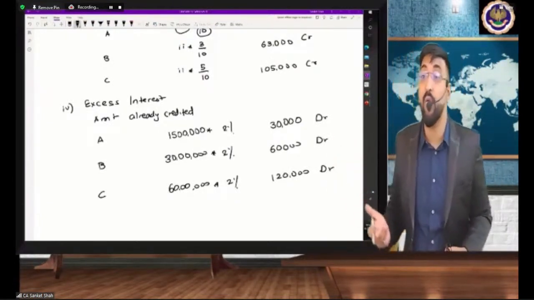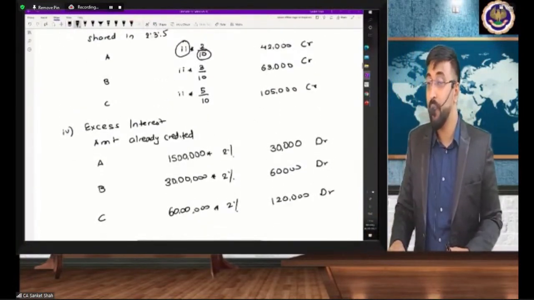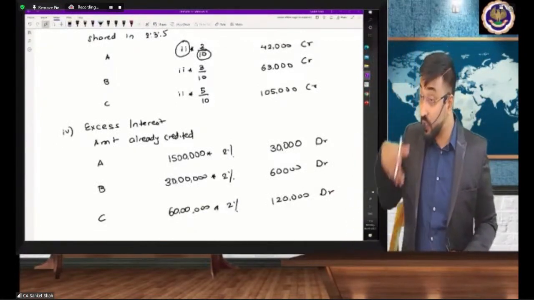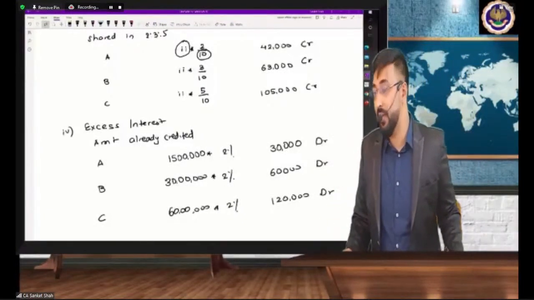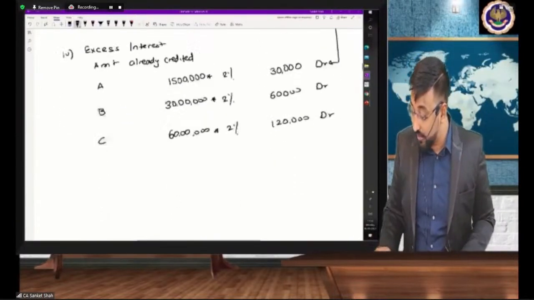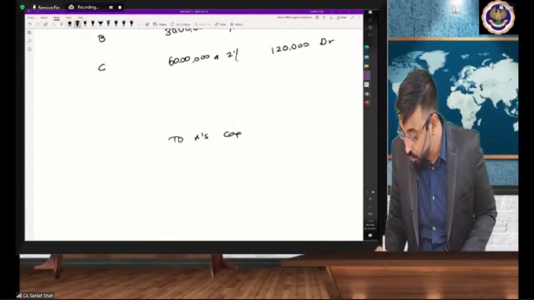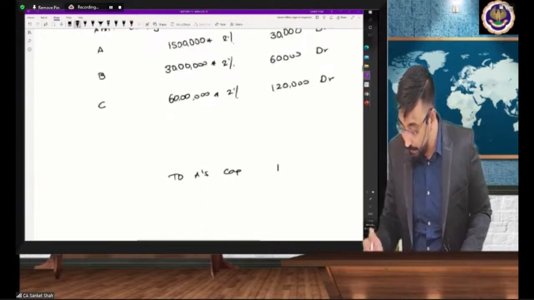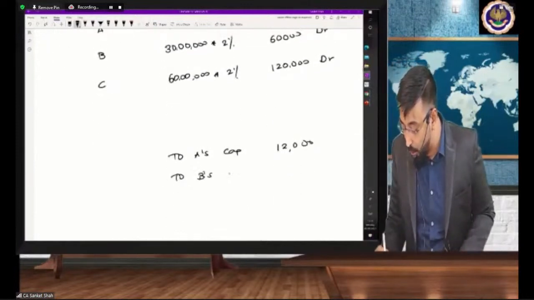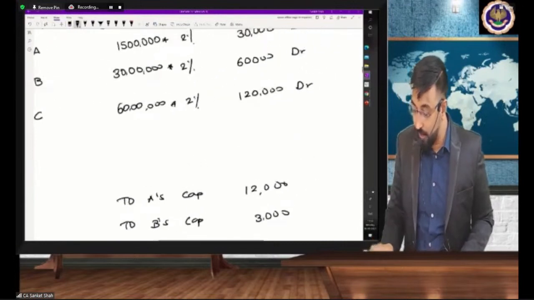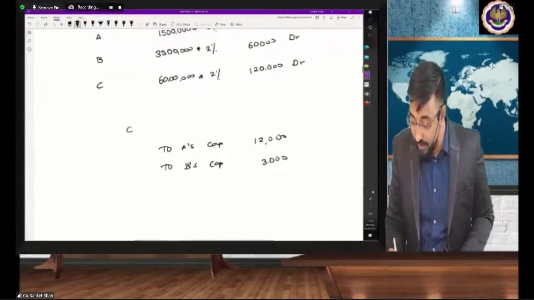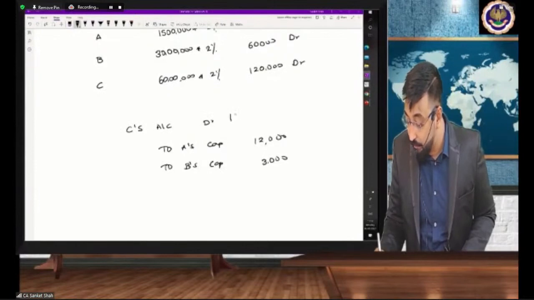Now you are already done with your rectification. So now you debit and credit to your profit. Okay, so this is the rectification entry. So the extra interest amount that we have to cancel now: 42,000 and 30,000. So for 30,000, what is the debit amount or credit amount? Excess credit. So A's capital, tell me the difference. 12,000. For B, 63 and 60. So B credit is more: 3,000. And the last one, 1,05,000 and 1,20,000. So C is debited. So C account debit 15,000.